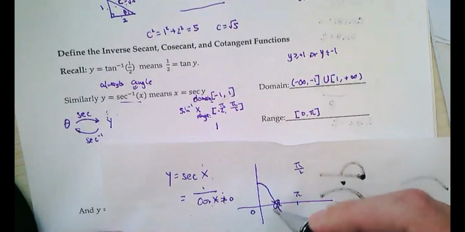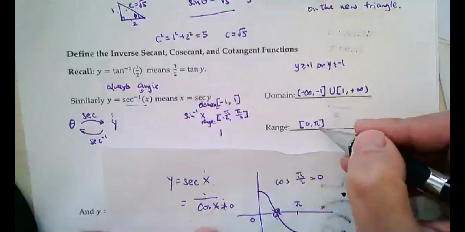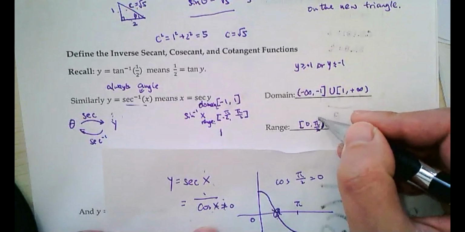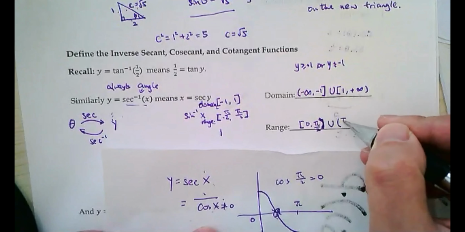So the range is 0 to pi. However, we need to remove pi over 2. So how about we do this? 0 to pi over 2, parentheses, union pi over 2 to pi, bracket. That's it. That's our range.